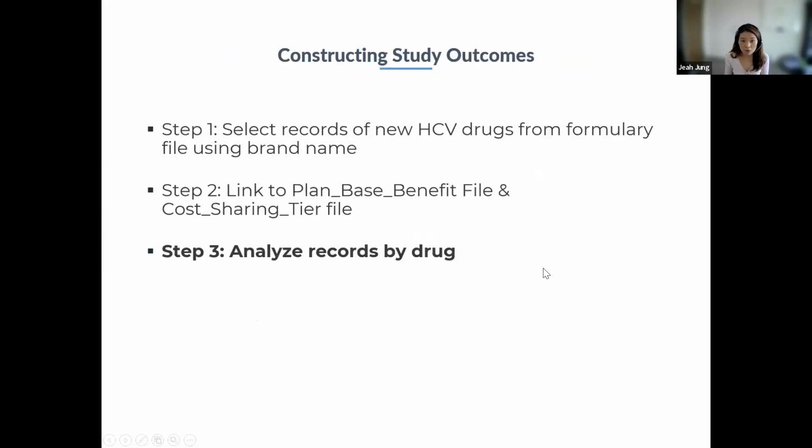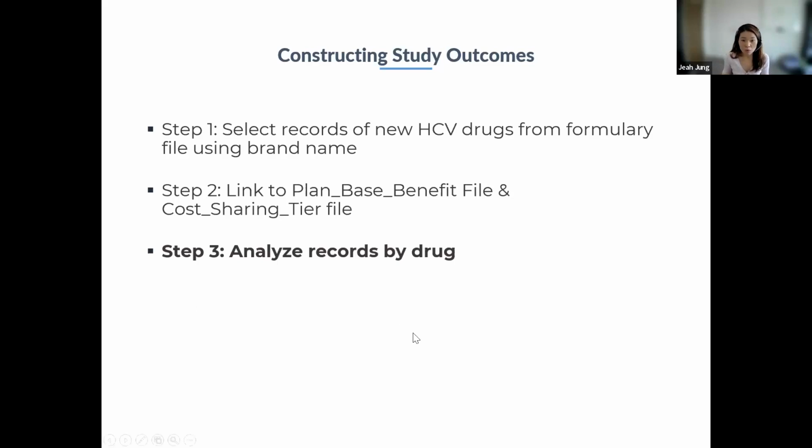So once you have all this information, now we need to analyze. When you analyze, I would analyze for each plan. The cost sharing tier file is another file, different from the plan characteristics file. It is one of the sub plan characteristics files. The plan characteristics file refers to 6 different files. So once you order a plan characteristics file, you will receive 6 different files, and one of them is the cost sharing tier file, and another is the base plan file.